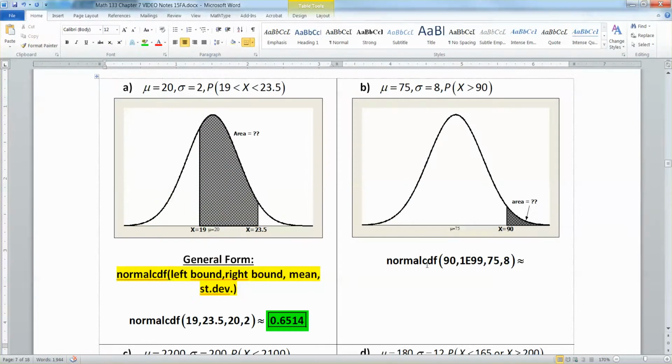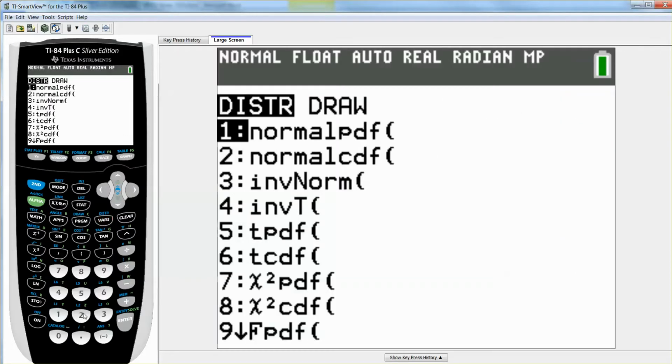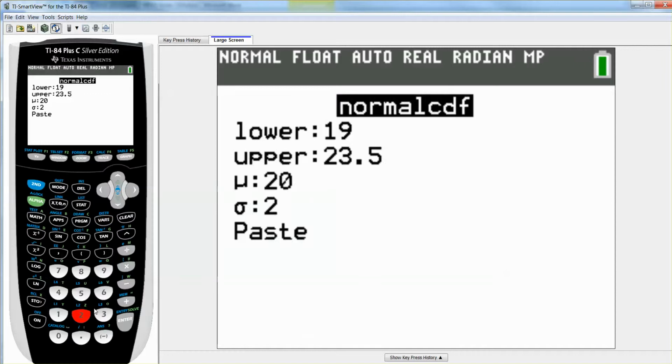So we're using 1E99. Now you've got to be careful with the E that you use. So let me show you which one it is. I go to second distribution, number 2. My left-hand side was 90. And now I need 1E99. So I type 1. E is scientific notation E. It's above your comma button. If you look at the comma button, it says double E.